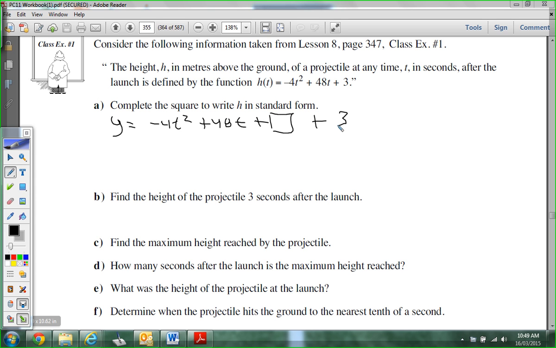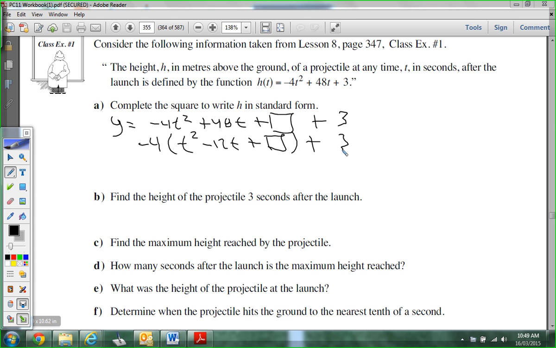Okay, and what do we want to do next, Nick? Do you remember? Good. Take the negative 4 out. We want to get this out. So that gives me, and it's only to these two, we're not touching the 3, positive t squared. That gives me a negative 12t plus box plus 3.